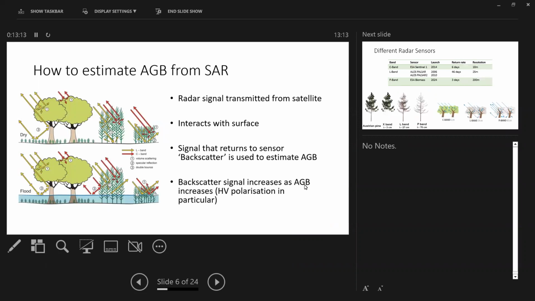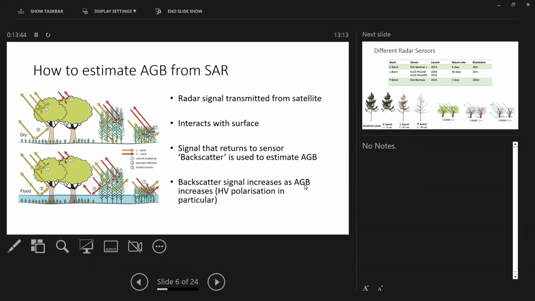So I just want to move on to then SAR data and how that might be a tool to allow us to map biomass. So at its simplest, we get a radar signal transmission from a satellite. It comes in, it hits these surfaces and it interacts with them. That signal then returns to the sensor, backscatter, and it's used to estimate biomass. Because that signal increases as biomass increases, quite conveniently.